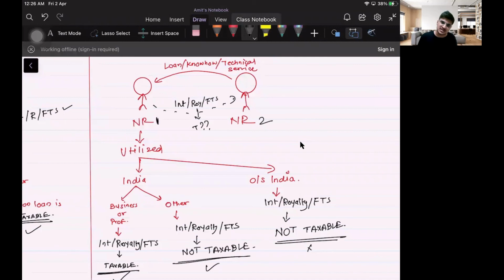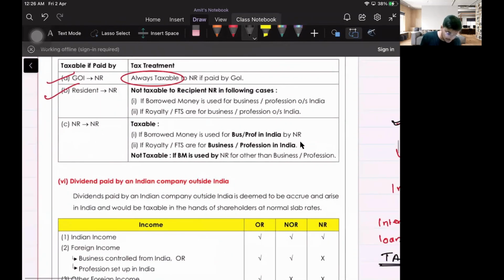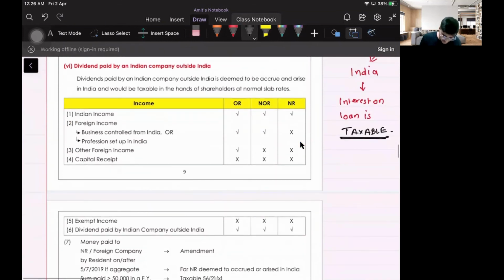Utilized in India for business purpose hai, so it will be taxable for NR2. If it is used in India for other purpose, it is not taxable. If it is used outside India hai, then in that case it is not taxable. And this was your point number 3. And this is the summary of your entire thing.